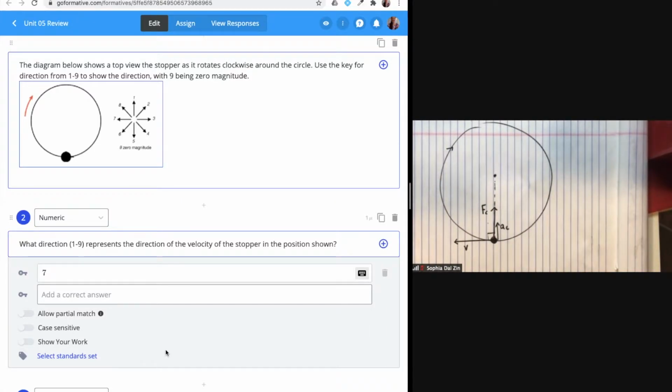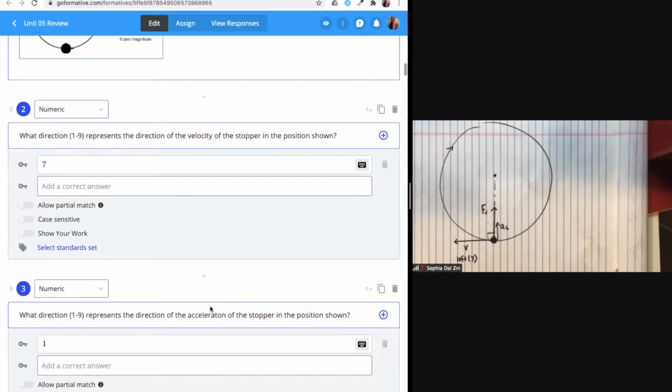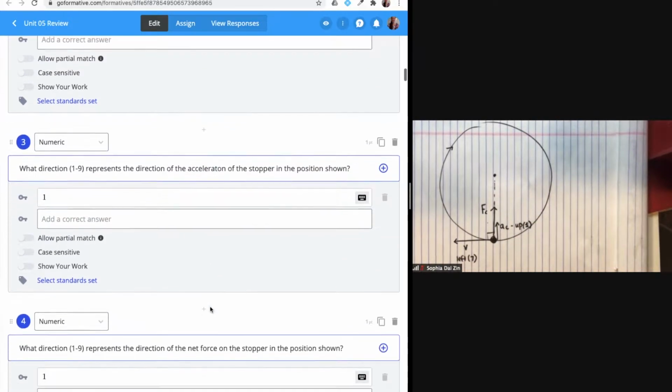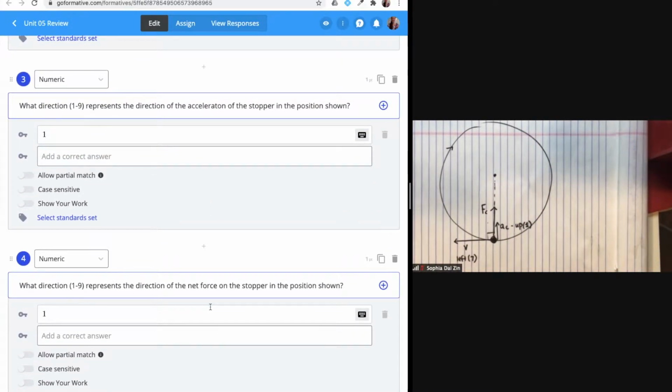That's why I said for number 2, direction 7. Direction 7 was left on the compass. For number 3, I said 1. 1 is the direction of the acceleration because the direction is up towards the center of the circle. Direction 1 on the compass. Same with number 4. The centripetal force is upward, so I put direction 1, up towards the center of the circle.